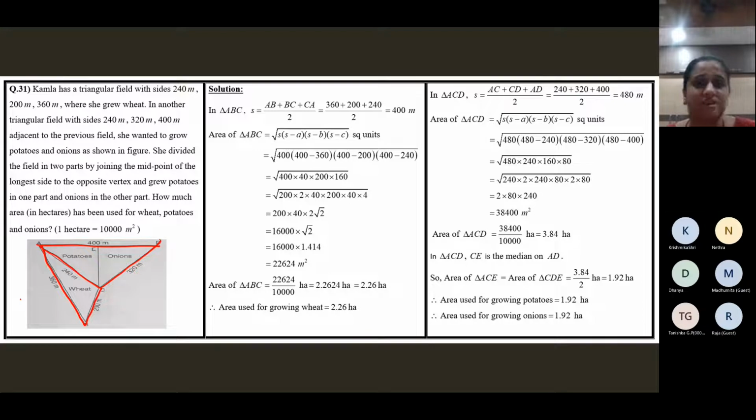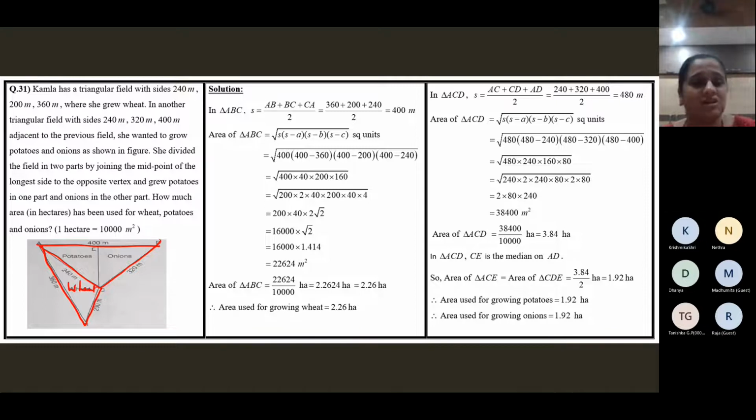And on one, she's decided she's going to grow wheat, on this triangular portion. Now she has to grow the remaining 2 crops, potatoes and onions. She has only 1 triangular field, and she wants to grow these 2 crops in equal areas.